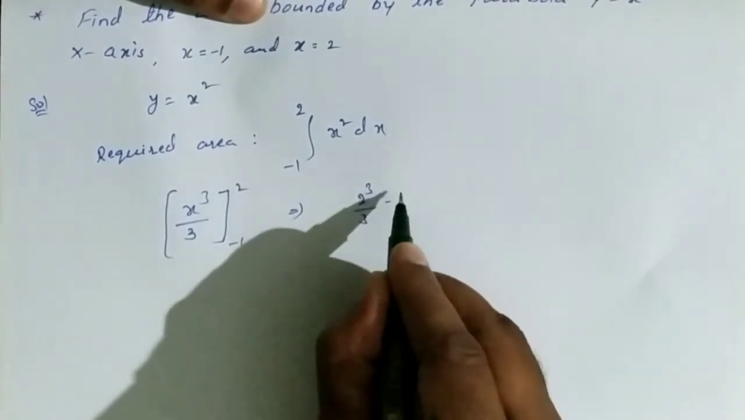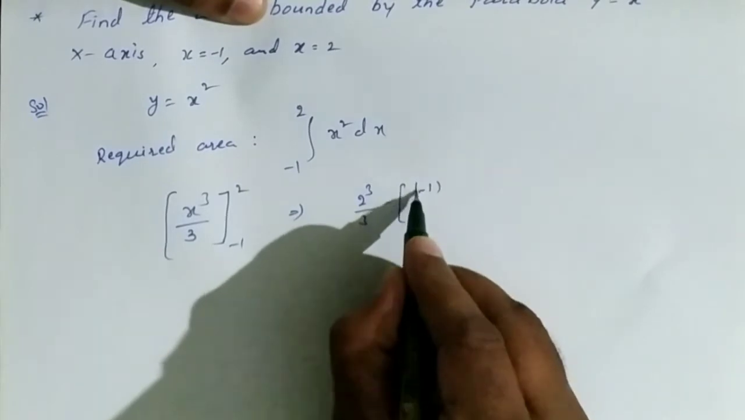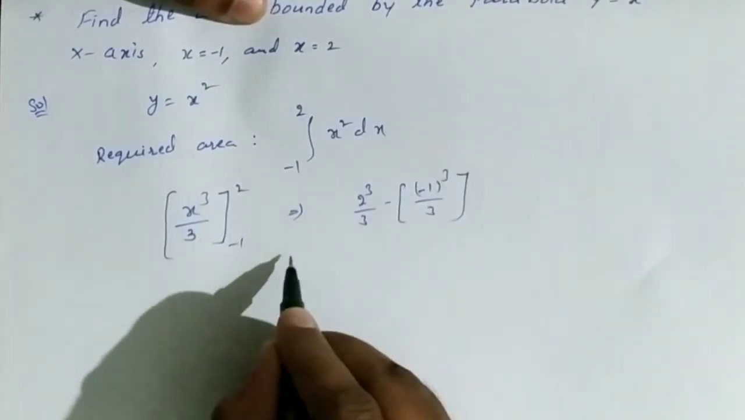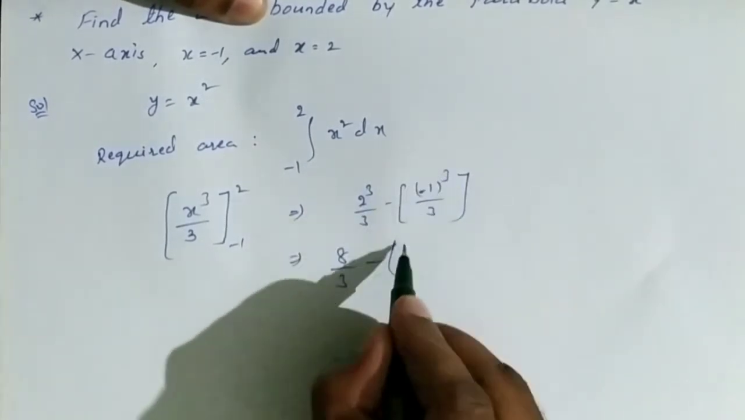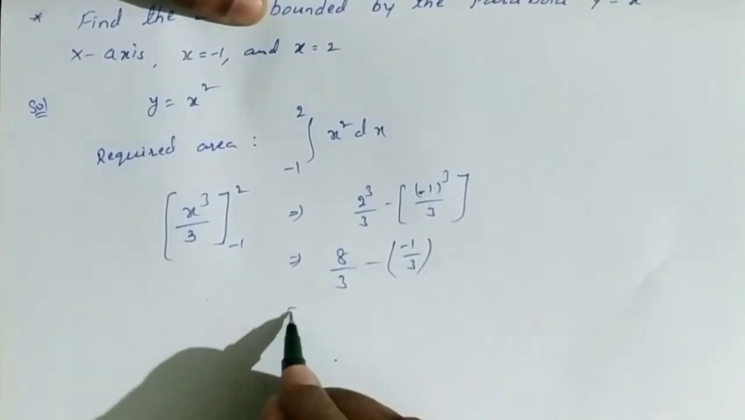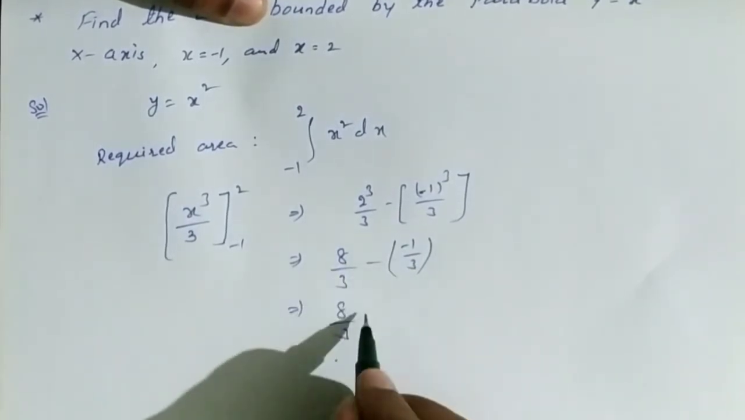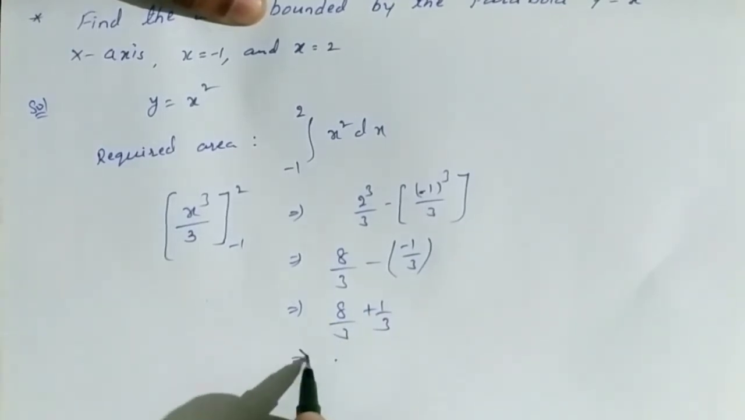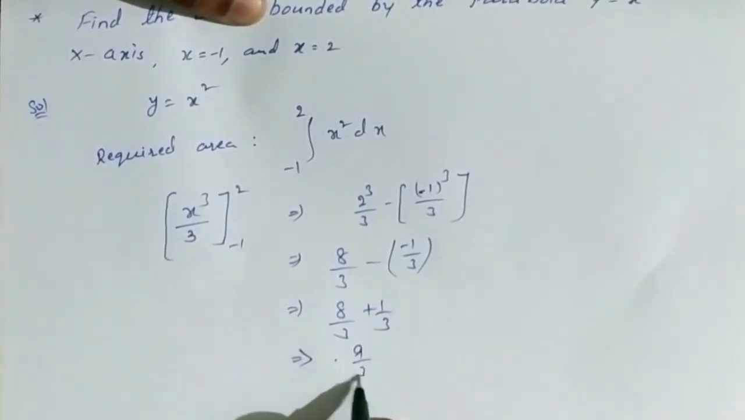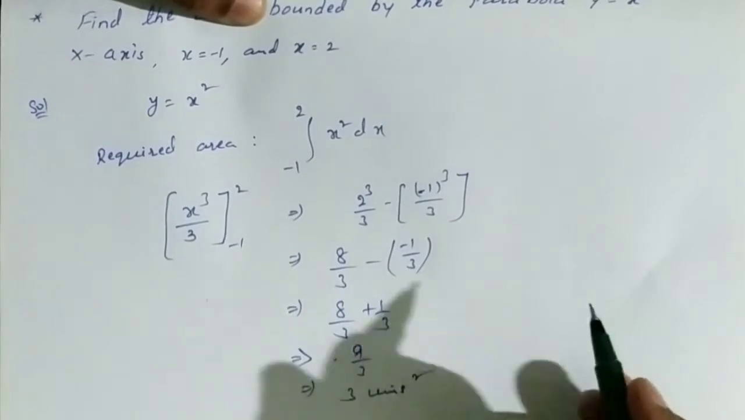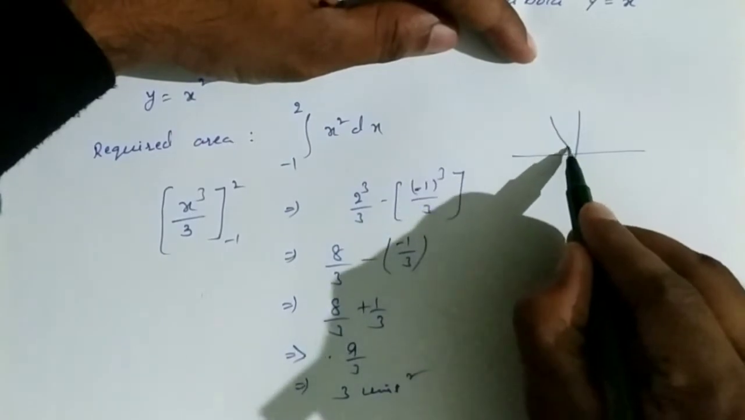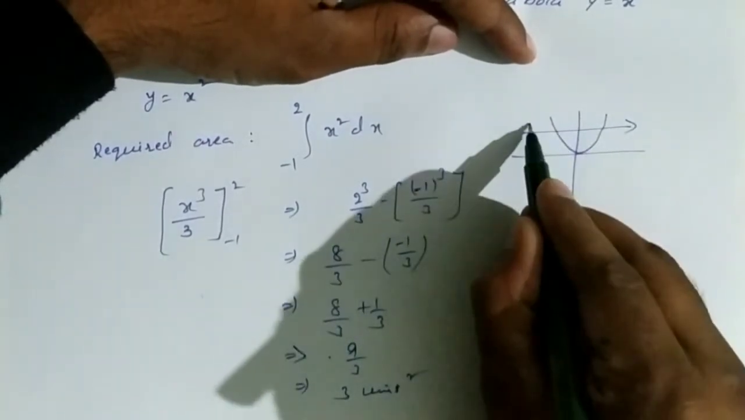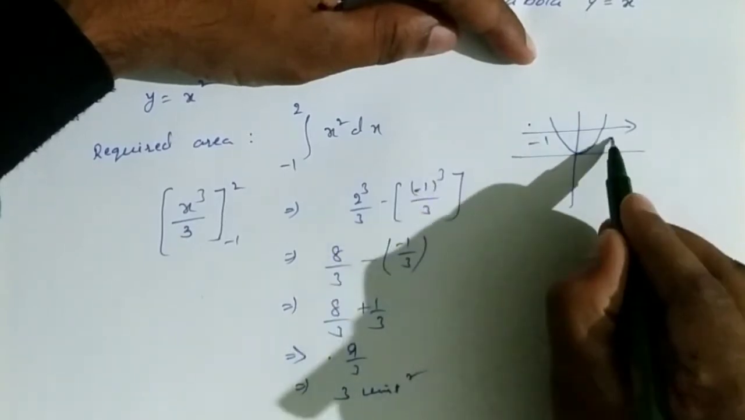2 cube by 3 minus minus 1 cube by 3. 2 cube is 8 by 3, minus, minus 1 cube is minus 1 by 3. So 8 by 3 minus into minus is plus 1 by 3, that is 8 plus 1 by 3, finally 3 unit square. This is the curve also from minus 1 to 2.